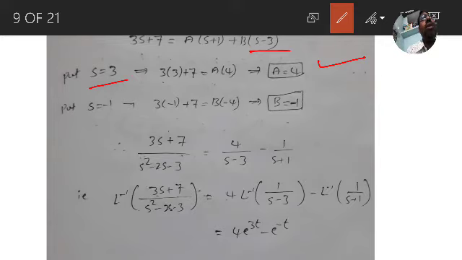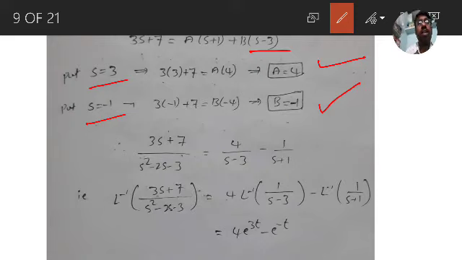a 0, put s is equal to minus 1. 3 into minus 1 plus 7 is equal to b into minus 4. That is 4 is equal to minus 4b. b is equal to minus 1. So you got a value and b value. a is equal to 4 and b is equal to minus 1.